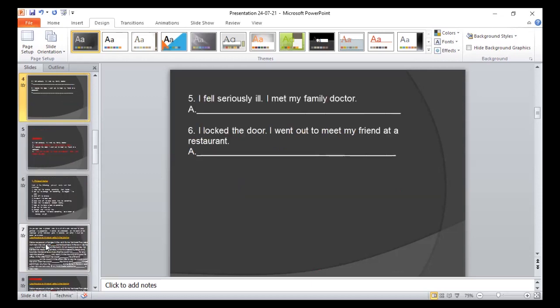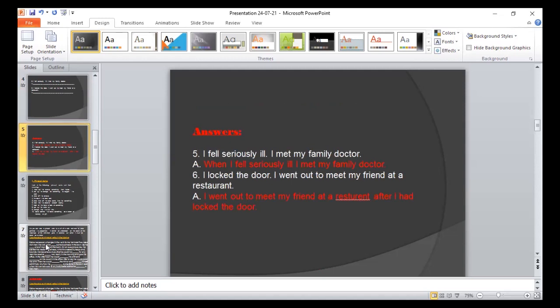See the next one. I locked the door. I went out to meet my friend at a restaurant. Here, what can be used as a linker? I went out to meet my friend at a restaurant after I had locked the door. After I had locked the door, I went to meet my friend at the restaurant. Here the after is used as a linker.